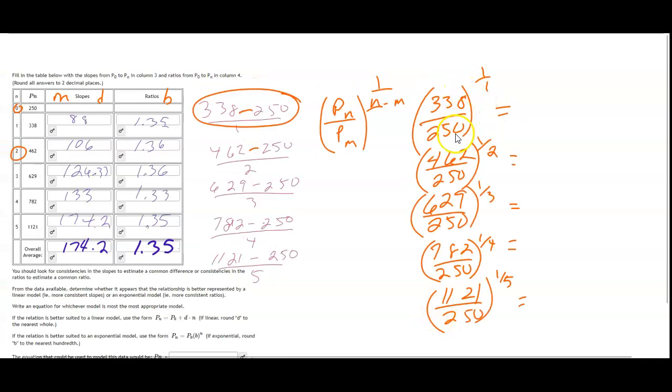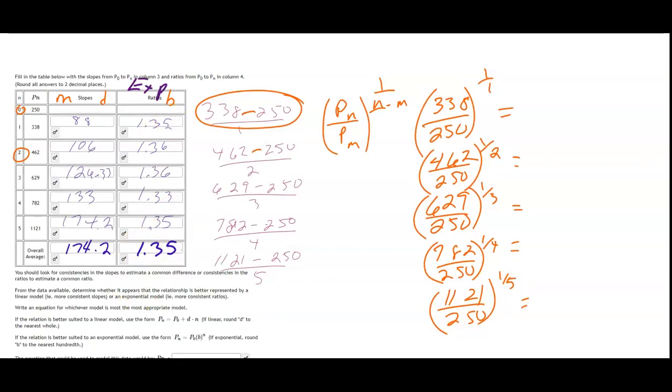And doing all those calculations from 1 to 5, we get the following values. We raise it to the 1/2, the 1/3, 1/4, and 1/5. And then here are our ratios. So those ratios being consistent implies that this is much better modeled by an exponential function.